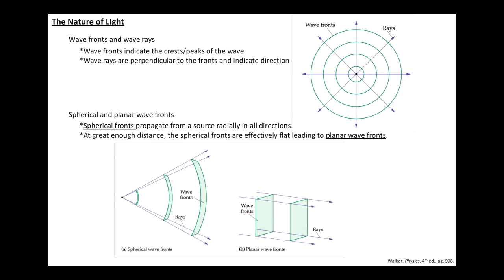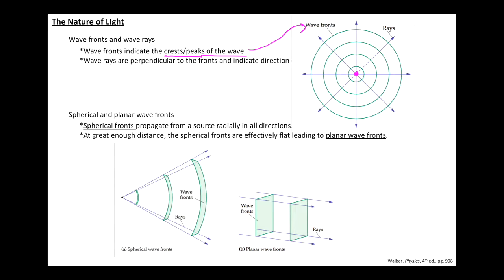So wave fronts indicate the crests or the peaks of the wave. You can see them denoted as these green circles over here. There's some source of light at the middle, and light is going out in all directions. And you might imagine that at the locations of the green circles, we have peaks in the wave.